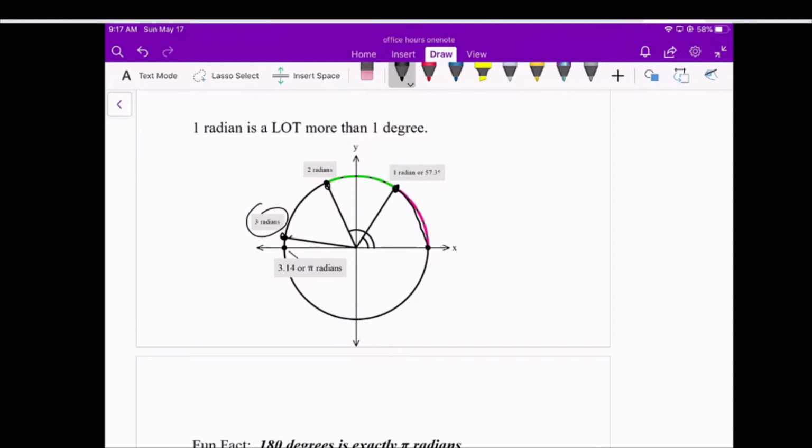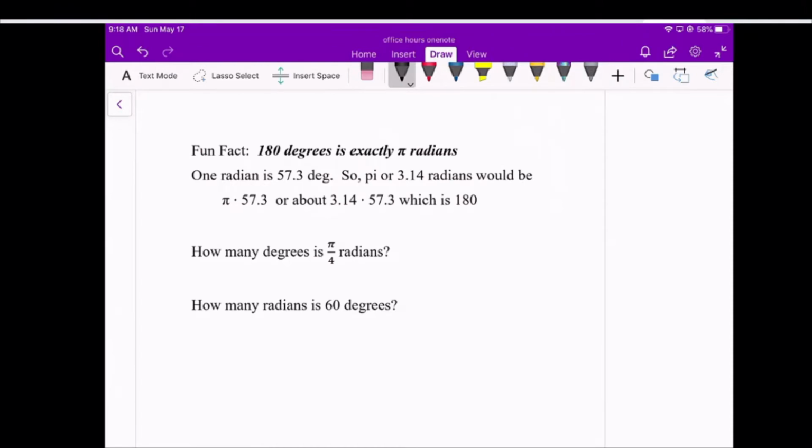180 degrees is a little bit more than 3 radians, which is pi radians. So good things to latch on to are, again, pi radians is the same as 180 degrees. Fun fact, 180 degrees is exactly pi radians as we have seen before. Another way to convince yourself of that is this. Pi, or 3.14 radians, would be about 3.14 times 57.3 degrees. If you do that arithmetic, you'll get to 180.